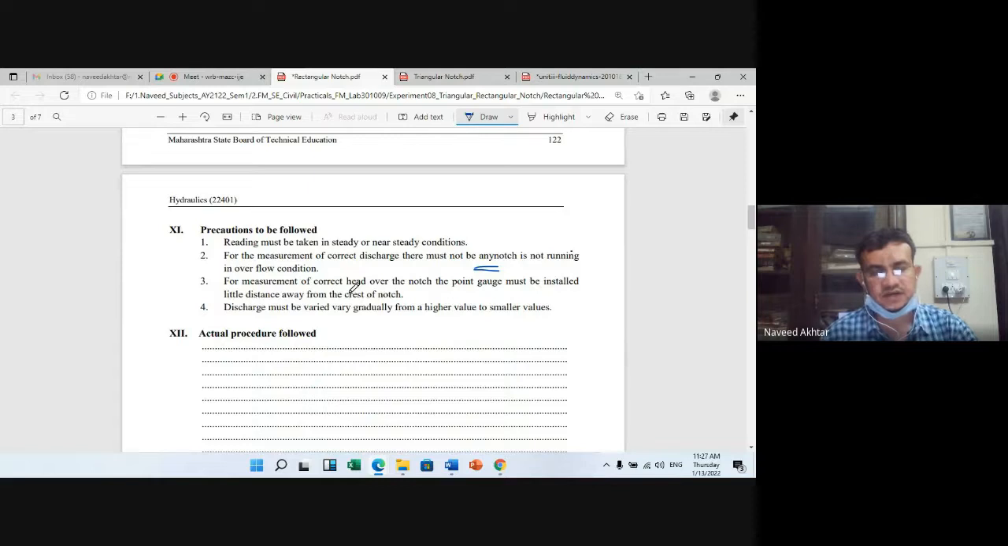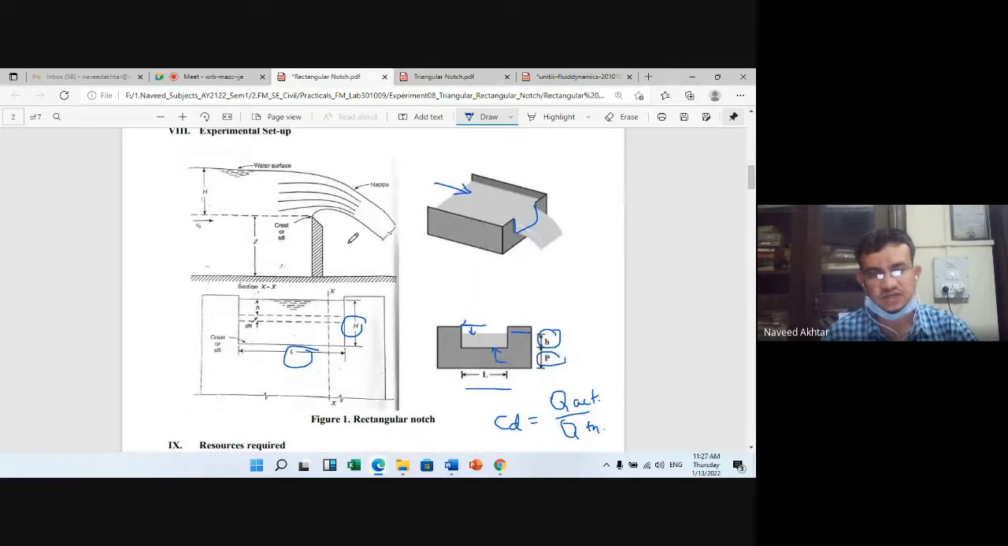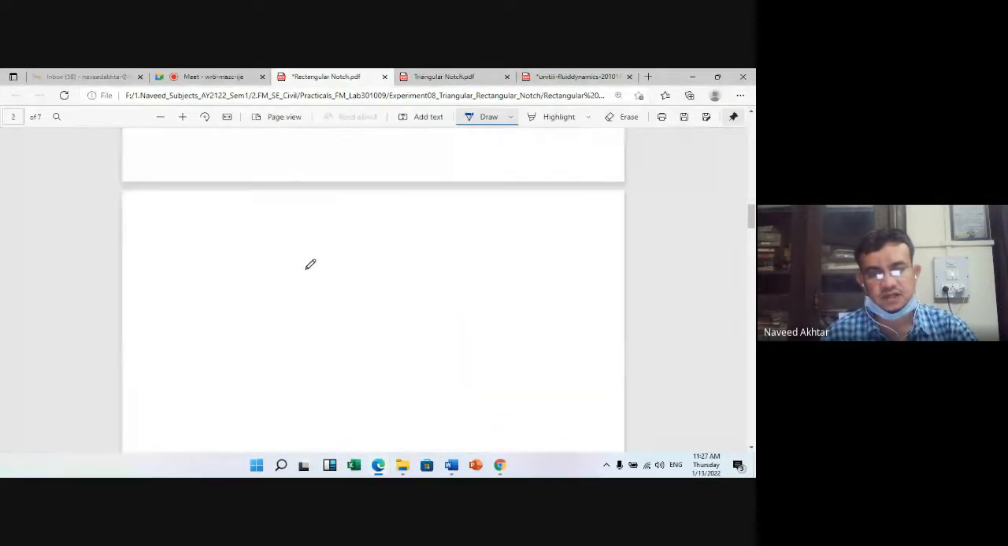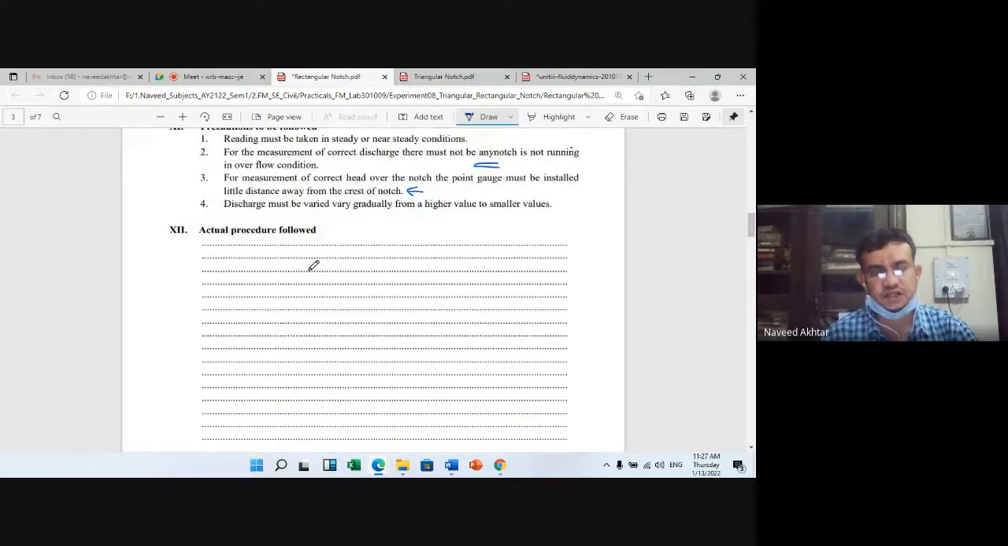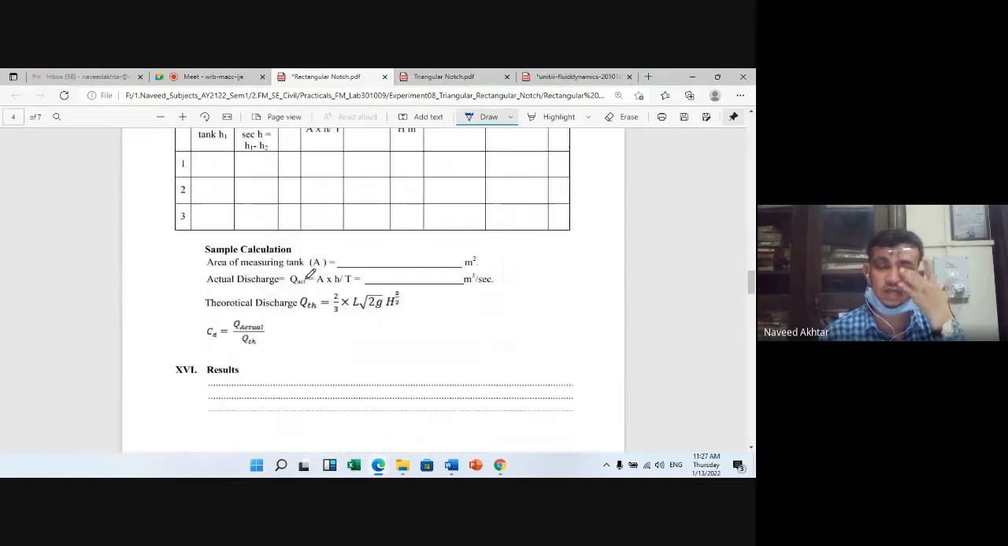For measurement of correct head over the notch, the point gauge must be installed a little distance away from the notch. Test के पास एकदम आपको measure नहीं करना है. You can measure the correct head over the notch. फिर notch के center में जो आपका notch है यहाँ पर you can measure the head. Okay, and then discharge must be varied gradually from higher value to smaller value. Right? And then you have to write down the actual procedure you adopted, actual precaution you have taken.